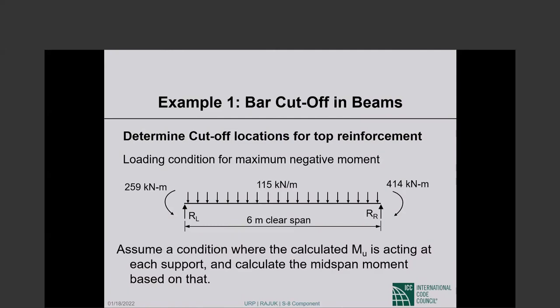Now loading condition, now the top reinforcement cutoff. Remember we have 4 number 32 at one support, 4 number 25 at the other support. So loading condition for maximum negative moment. We take the maximum negative moment from page 1. Okay, so assume a condition where the calculated M sub U is acting at each support and calculate the midspan moment based on that.